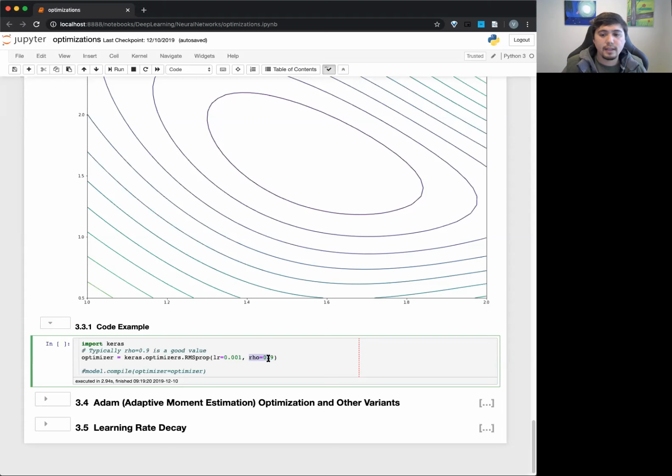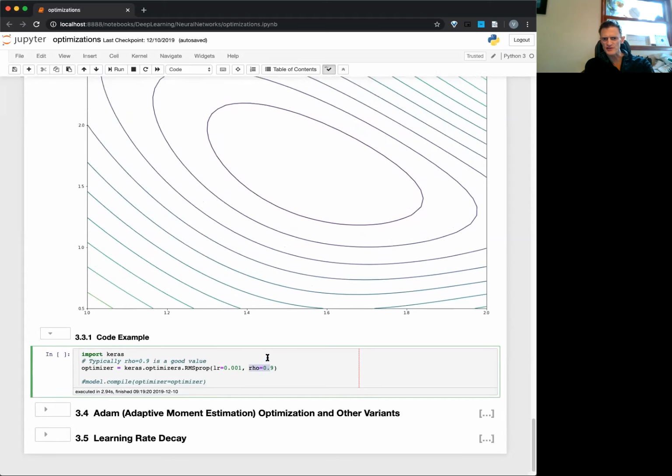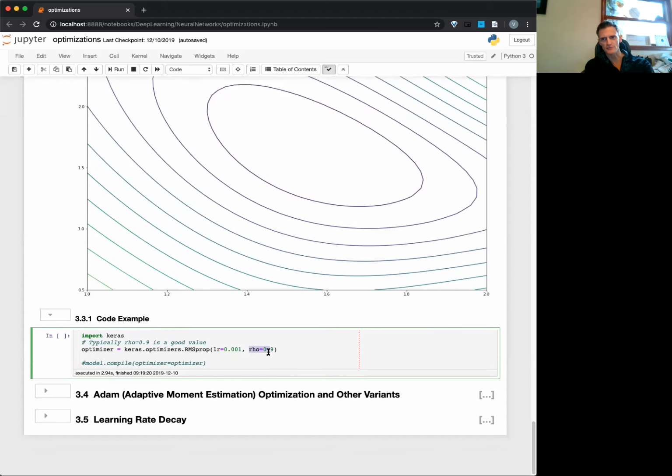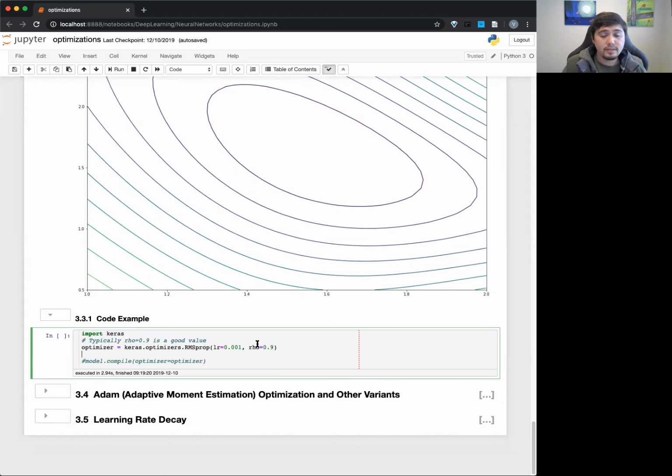Okay. Andrew, you asked whether that represents the decay rate? Yeah, it basically represents how much you decay over time. So, okay, cool. Sound good?